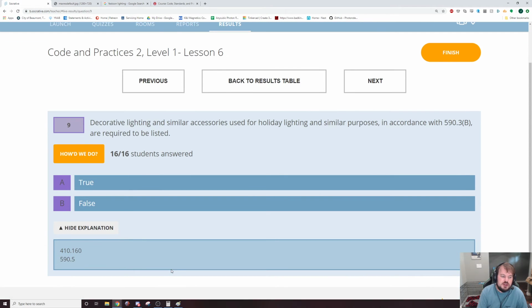Now, if you look at 590.5, turn the page. Listing for decorative lighting. So that's another spot where it says that same information. It's not too far away. They're talking about Christmas lights. Only allowed to be up for 90 days. Has to be listed. And that B talks about holiday decorative lighting and similar purposes.